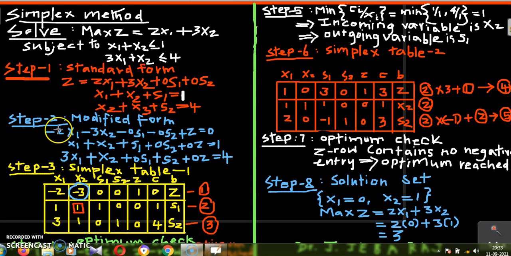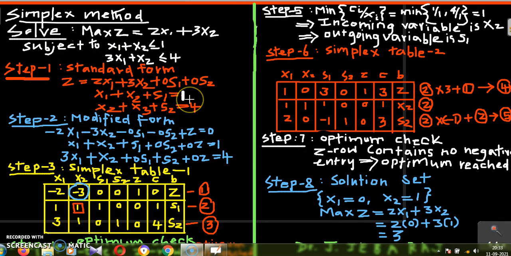Now how to get the second step? The second step we call the modified form. This is nothing but the variables on one side and the constant on the other side. So you bring all these terms to this side and you will get this: minus 2x1, minus 3x2, minus 0s1, minus 0s2, and plus z equals 0. Bring all the variables to this side and you get these particular equations.